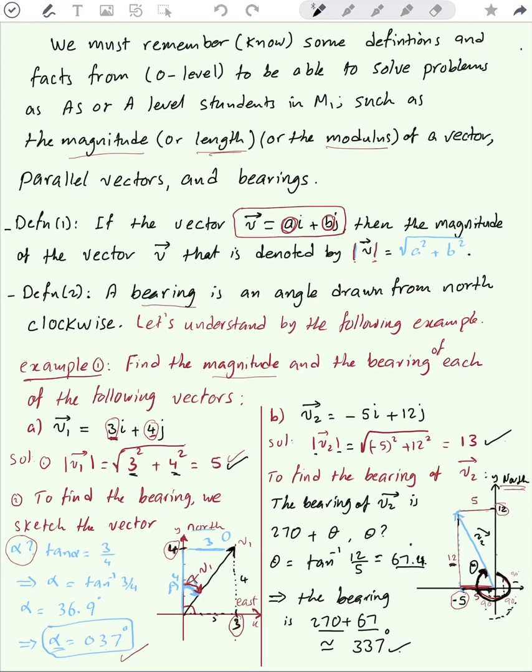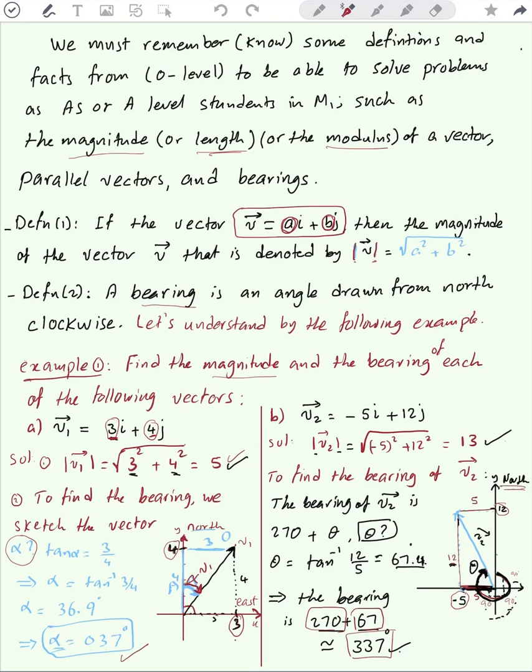Since we go around 3 quarter turns, each 90 degrees, from here to here is 270. So to find the bearing of vector V2, we find the angle theta, the same idea: the opposite is 12, the adjacent is 5, so theta is equal to tan inverse 12/5, which is 67.4 degrees. Rounded to the nearest degree, you get 67. By adding it to 270, you'll get the answer.